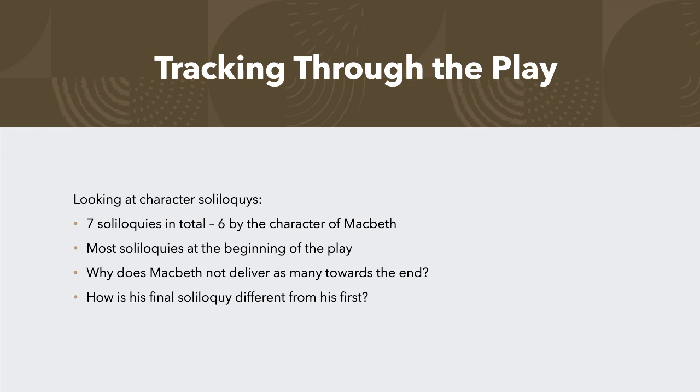So one nifty way to track through character. Now, there's lots of ways. This is just one suggestion I'm going to give to you. For the character of Macbeth in particular, and it's how when I write an essay about Macbeth, this is what I do. I look at Macbeth's soliloquies, mostly because I know he has soliloquies in Act 1, Act 3, and Act 5. So, I'm just being quick here. I'm like, okay, I can track through the whole play.